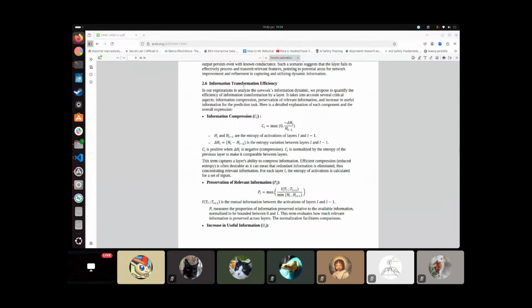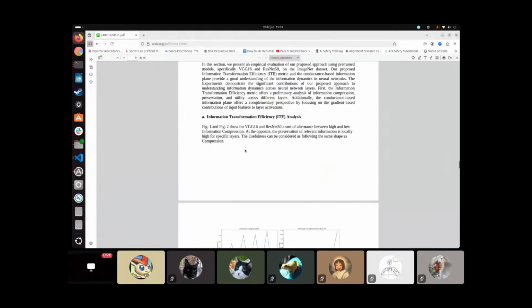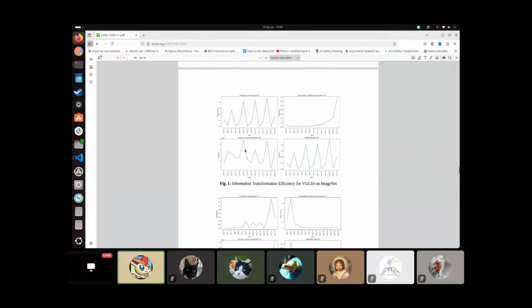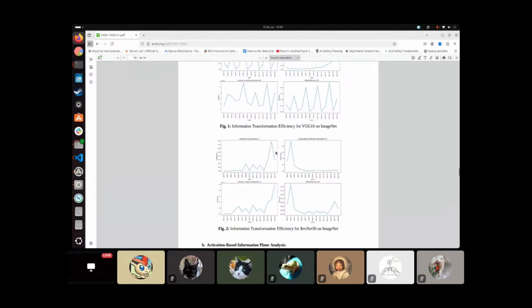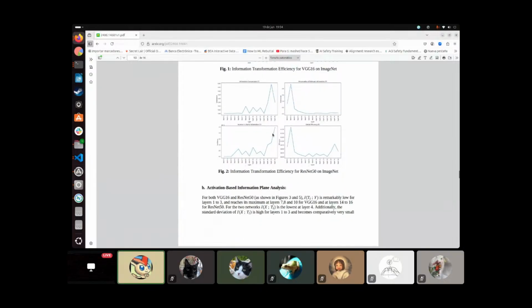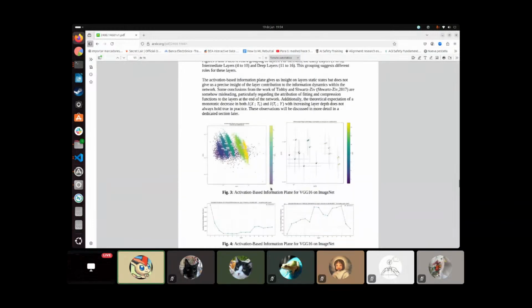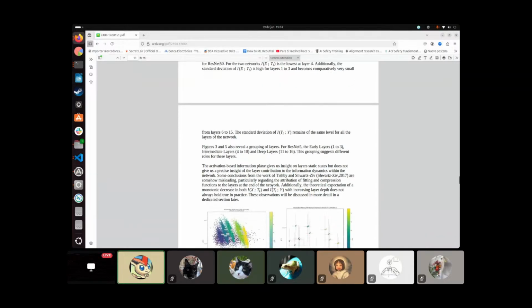Anyway, information transformation efficiency. Let's see what. So you have information compression efficiency, whatever. It's the different layers. Relevant information. Guessing user information. Yeah, whatever. Nice plots. What else is this? Attribution by complaint analysis.